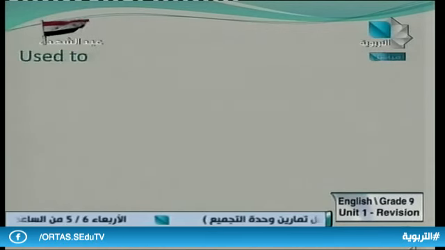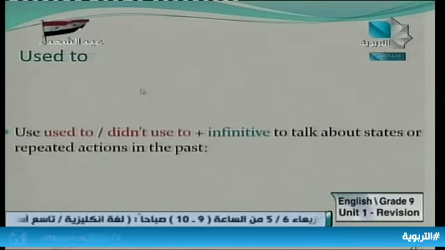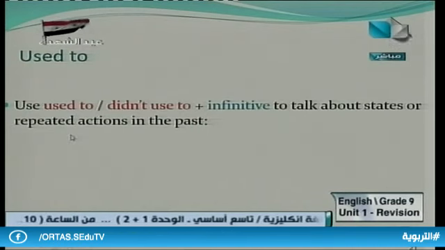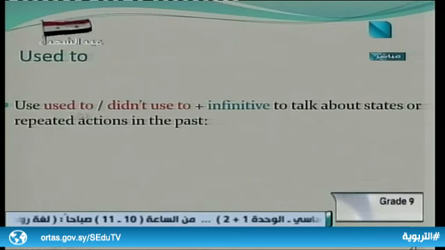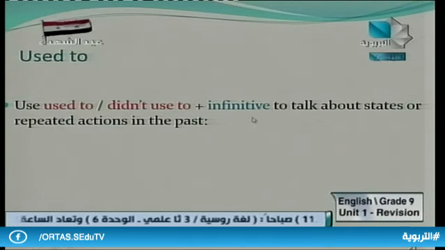Now, what about used to and would? Now we are going to talk about used to and would, and one of the callers asked about this. I hope they are with us. We use used to or didn't use to plus infinitive to talk about a state or repeated action in the past.